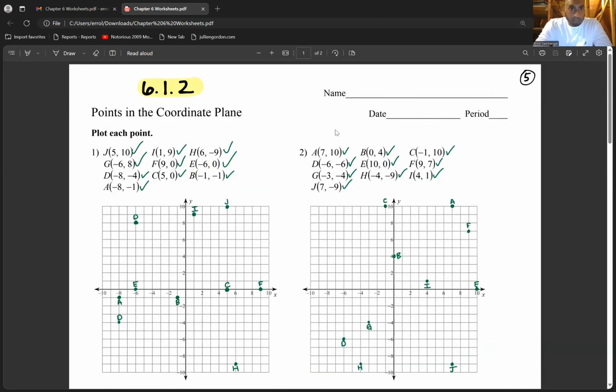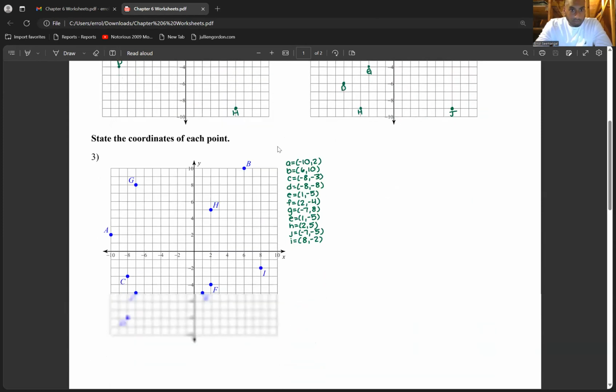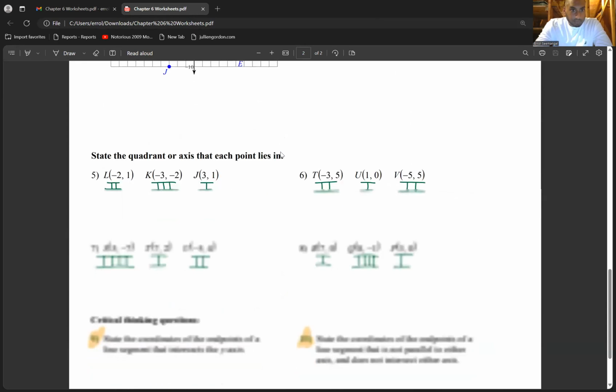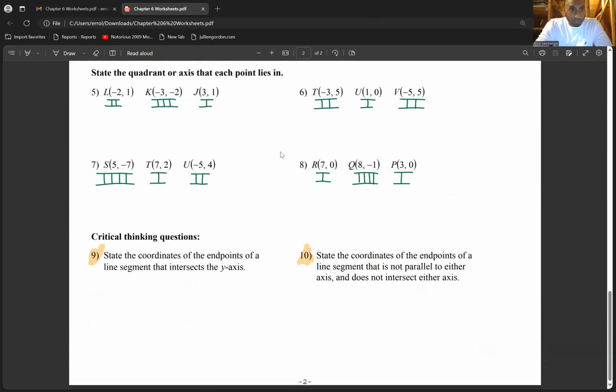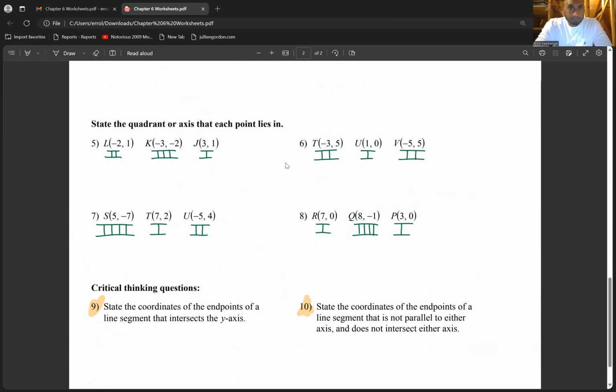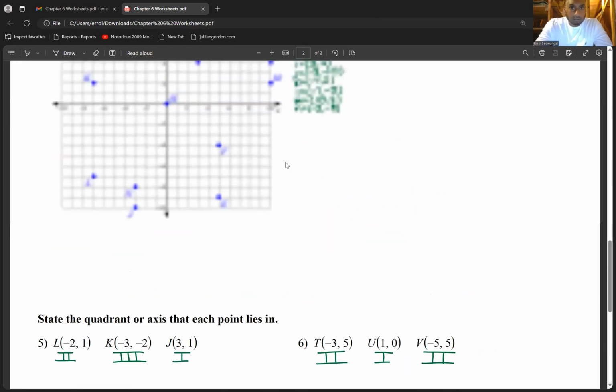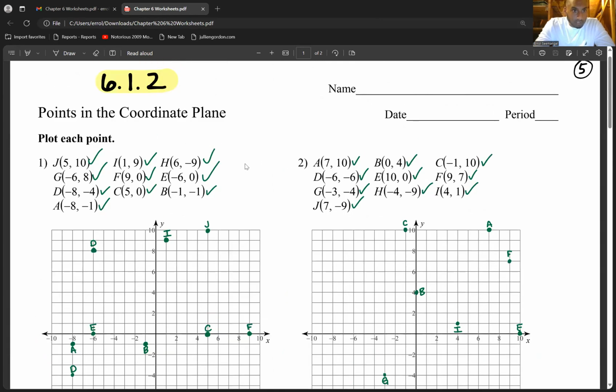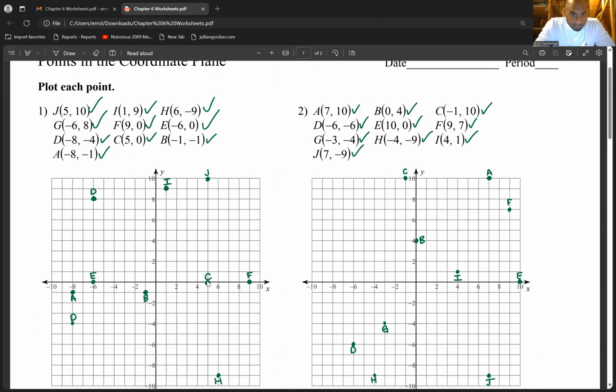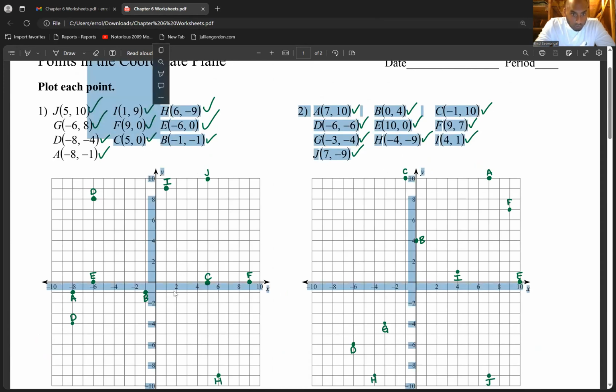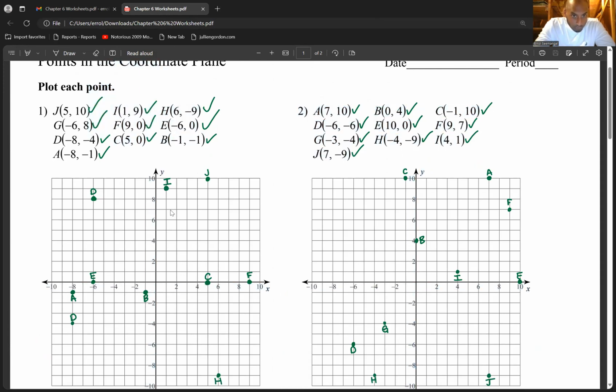Points in the coordinate plane. Plot each point, 1, 2, 3, 4, 5. Okay, so you did these all by yourself, or you guys did them in class? I did that myself. You did them yourself? Okay, let's check. J is (5, 10). That one's right. I is (1, 9).